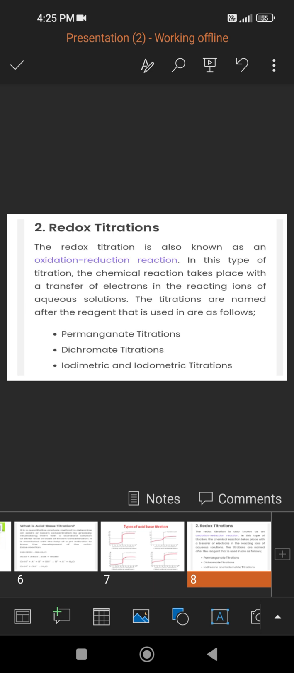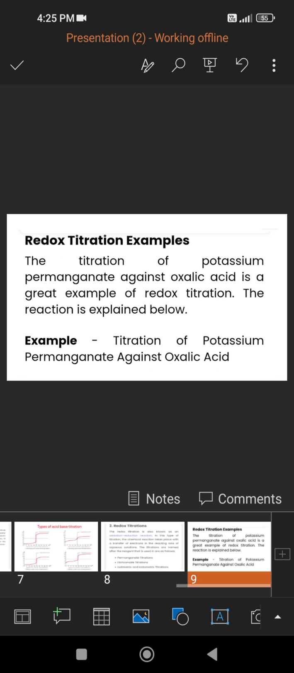The titrations are named after the reagent that is used, as follows: permanganate titration, dichromate titration, iodometric and iodimetric titration. Next one, redox titration with example. The titration of potassium permanganate against oxalic acid is a great example of a redox titration. The reaction is explained below. Titration of the potassium permanganate against oxalic acid.